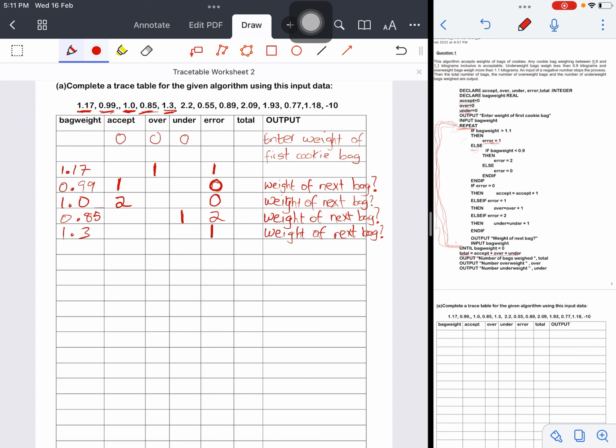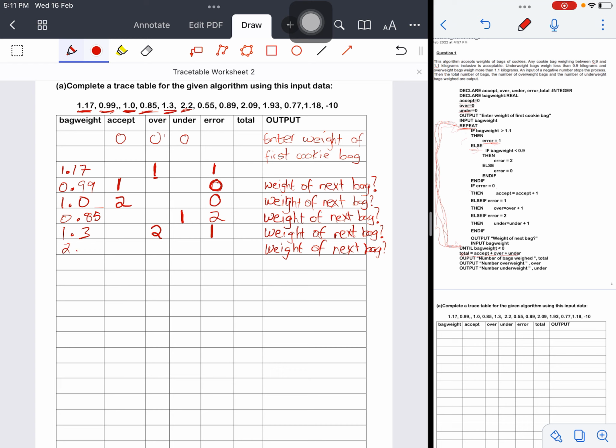Is error equal to 0? No. Is error equal to 1? Yes, which means over is equal to over plus 1. Currently, over is 1. So 1 plus 1 gives us 2 there. Okay, then again, we repeat the same process. Weight of next bag, and then the user will now input the next weight, which is 2.2.